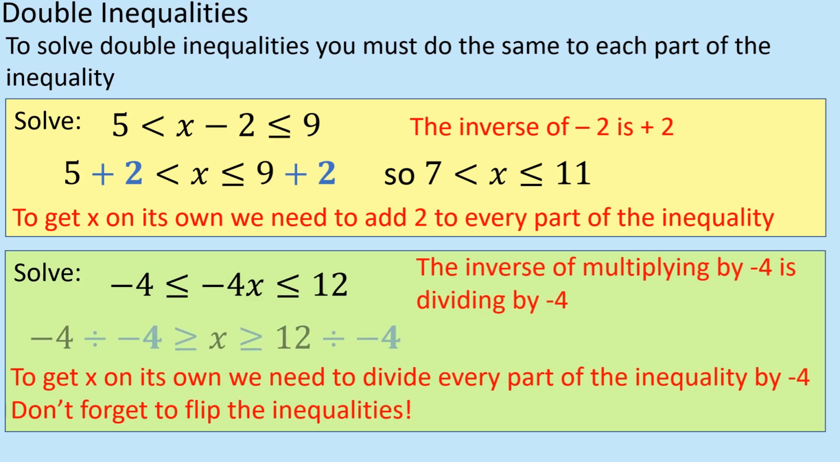So when I divide by minus 4, you can see that it's all written out there. You've got the bit on the left-hand side, where minus 4 divided by minus 4 is 1. You've got the bit on the right-hand side, which is 12 divided by minus 4, which is minus 3. And my x value is in the middle, and of course you'll notice my inequality signs have flipped over, which they needed to do. So be very, very careful with what you're doing and watch out for those negatives.